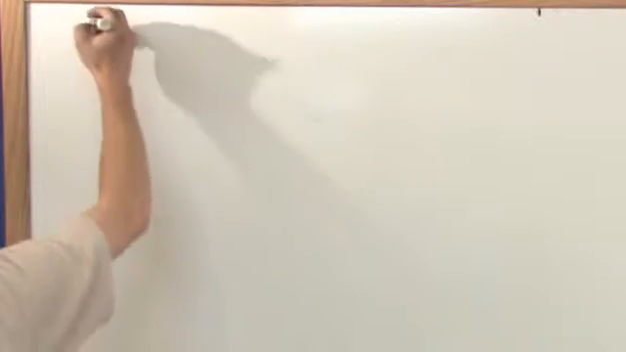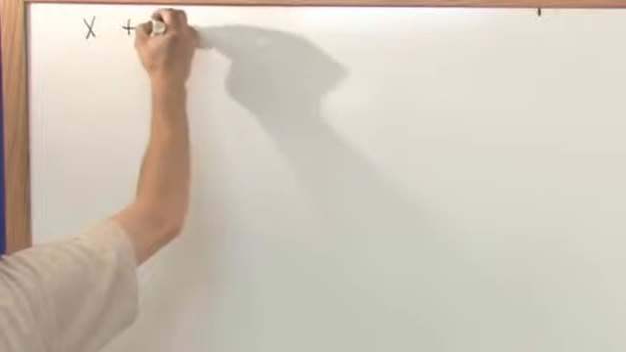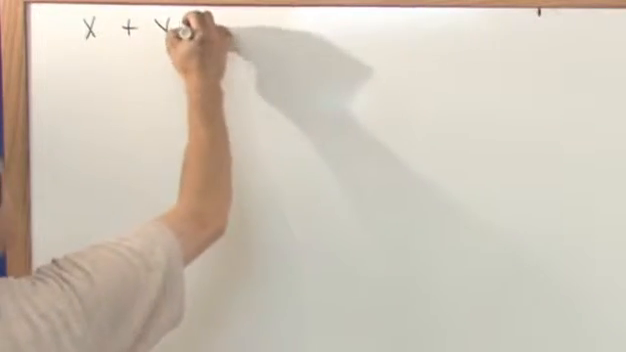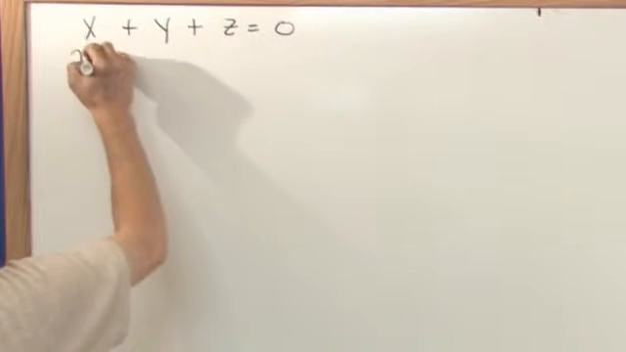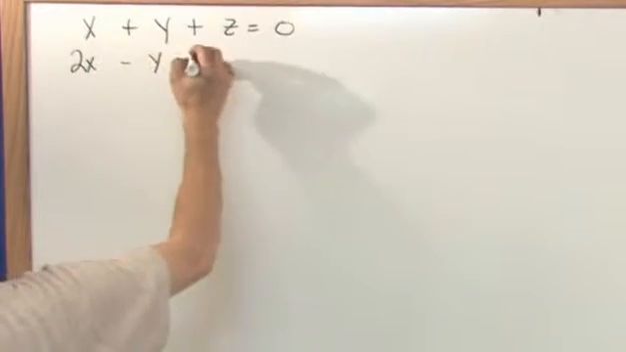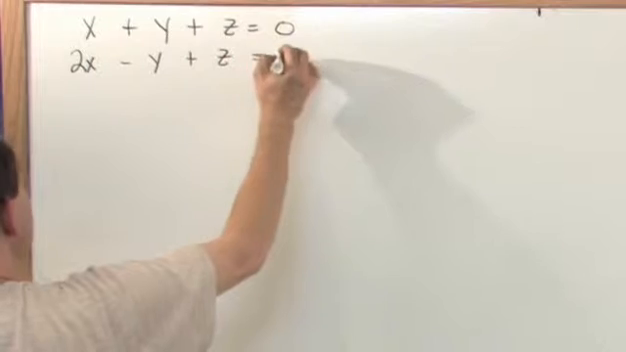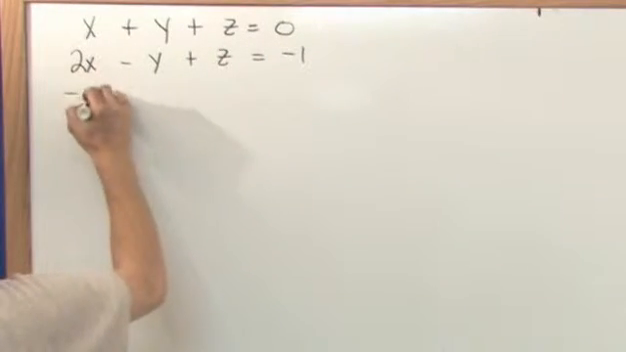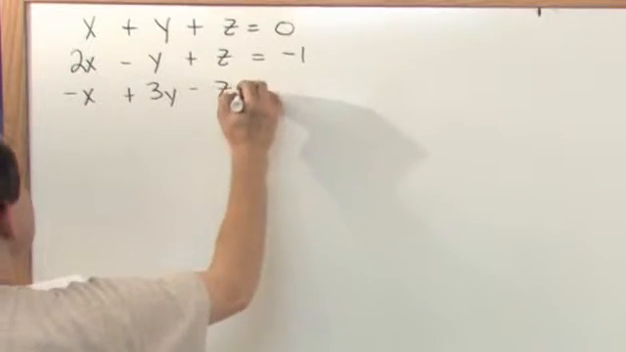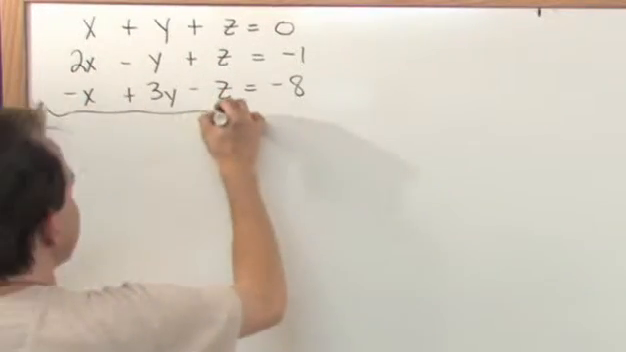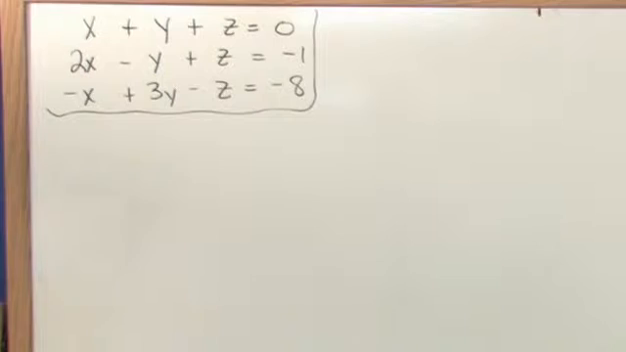Okay, let's say you were tackling a system that was x plus y plus z is equal to 0, and 2x minus y plus z is equal to negative 1, and negative x plus 3y minus z is equal to negative 8. This was your system of equations. Now, basically you're going to end up calculating a lot of determinants and just going from there.